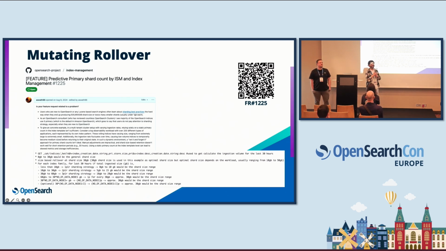So basically, at this point, I'm assuming if you're already interested in it, you're probably already using ISM. So the feature request is basically asking for adding a new action. We have a rollover action, and this is going to be a mutating rollover. So basically, it not only rolls over, but it also adds in the appropriate shard count. Yeah. So basically, whatever we discussed, natively available in OpenSearch.